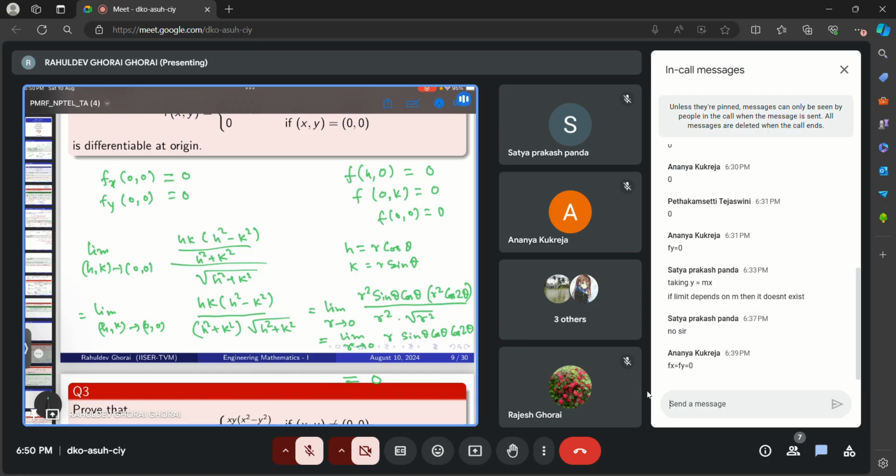Here, to show the existence of the limit, we did not take any path. We did it in a general way, because any Cartesian coordinates you can change to polar coordinates. So that is the general case you did.